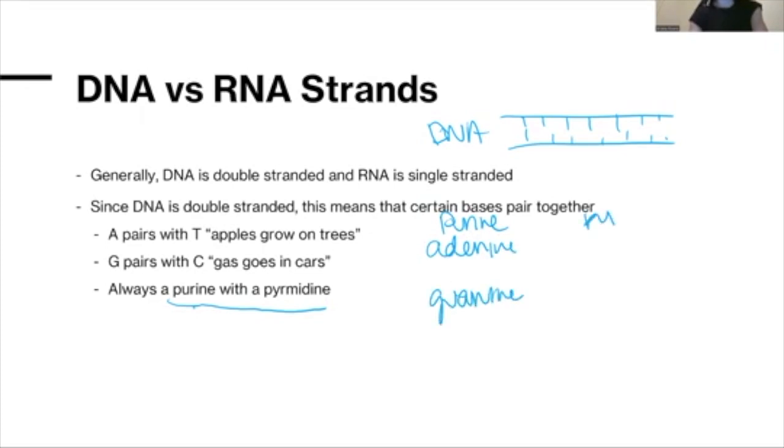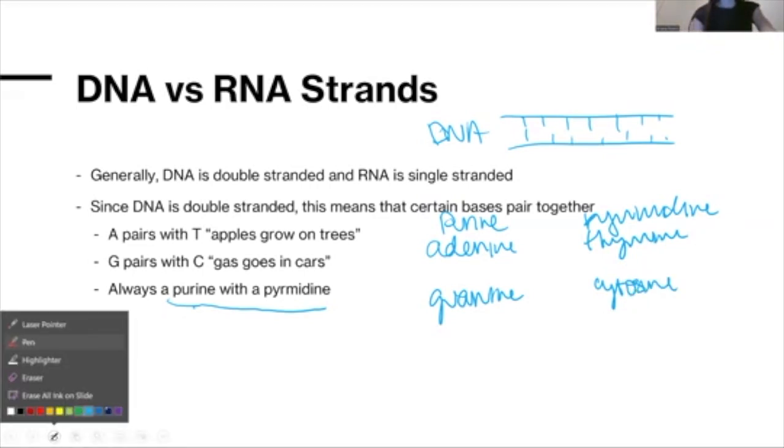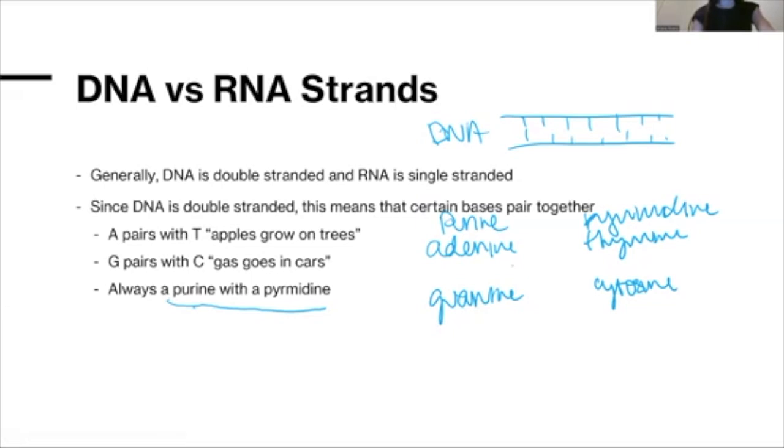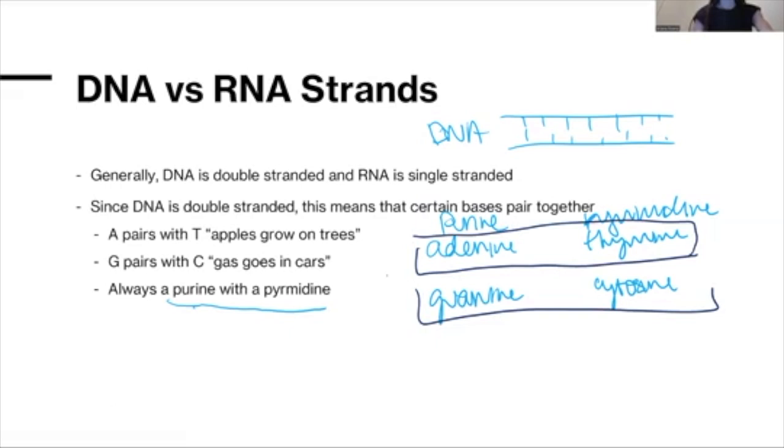And your pyrimidines, that's TCU. Since we're talking about DNA, that means there's thymine instead of uracil, so I'm not going to talk about uracil. You'll notice that for the pairs, it's always going to be a purine with a pyrimidine. So you have the adenine with the thymine, the guanine with the cytosine.